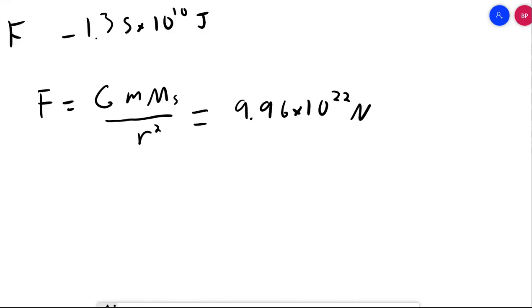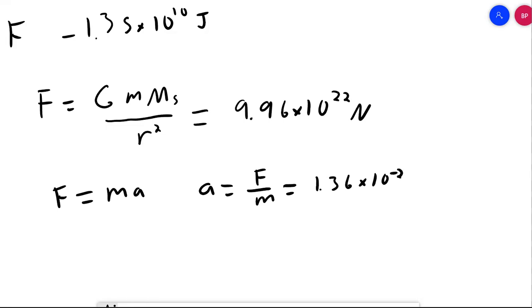So that makes sense. Now we also want to find the acceleration of our planet. So the force on our planet is this thing, but we also know from Newton's second law that the net force is always equal to mass times acceleration. So the acceleration of our planet is our force here divided by its mass. So that's 1.36 times 10 to the minus 2 meters per second squared. So notice, even though the force is very large, the acceleration is still relatively small. That's just because of how massive the planet is.